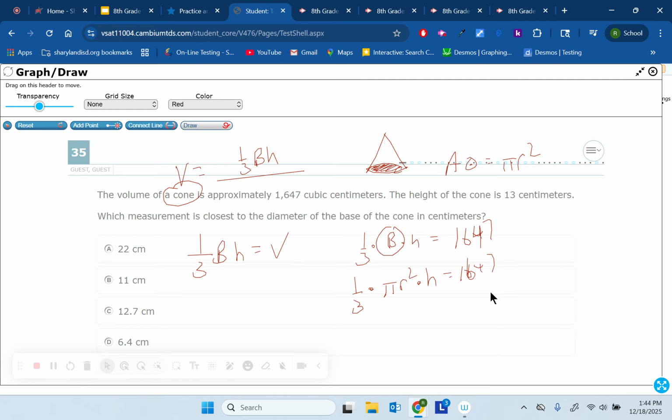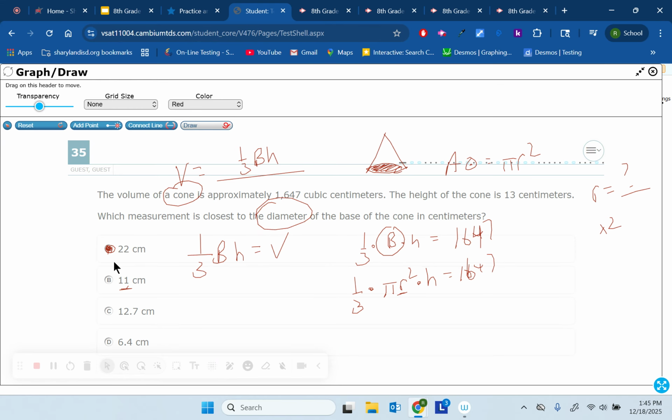The best way to do these problems is to do a bunch of them before you take the test, because they're not even going to ask for r, they're going to ask you for the diameter. So you find r, whatever that is, and then you multiply by 2 when you're done. Over here, the only thing I'm seeing that's a double is 22, because I have 11 and I double it to 22.